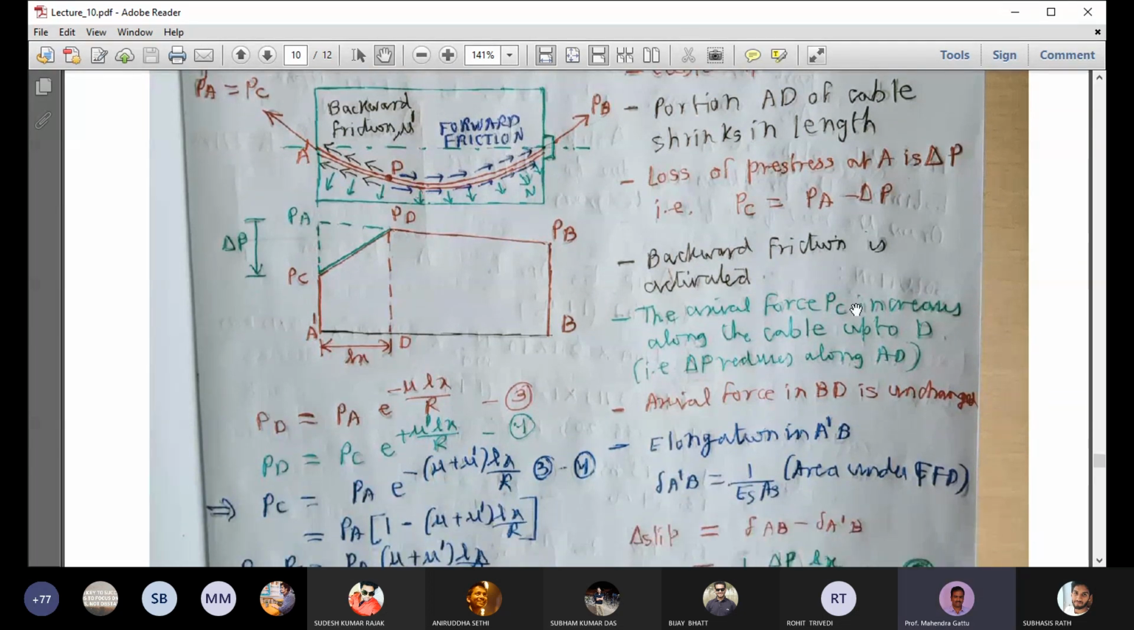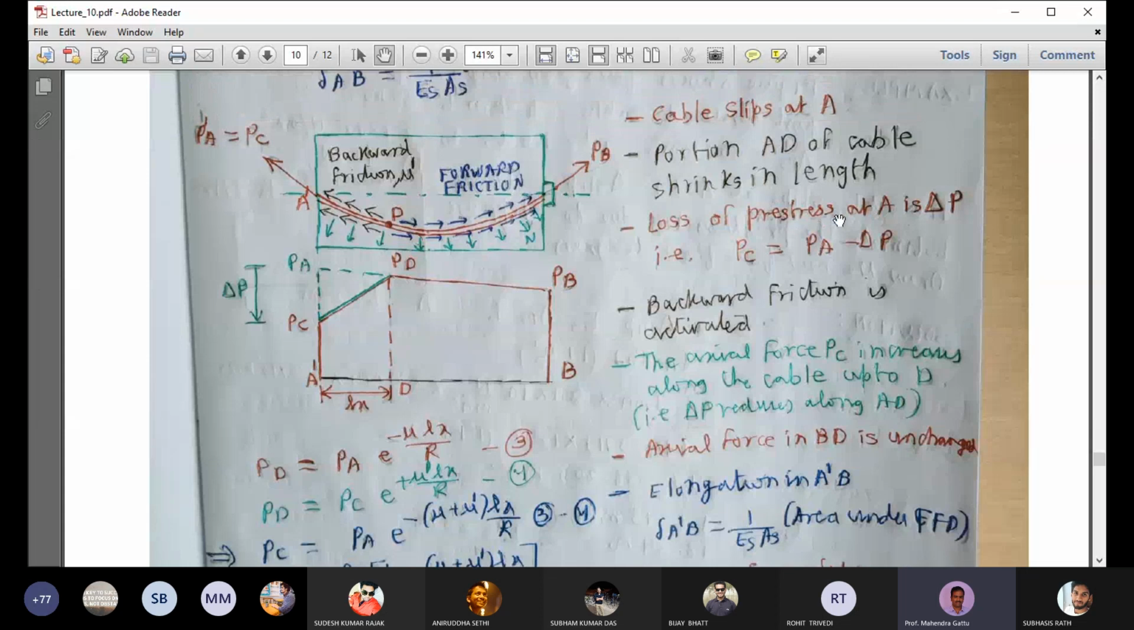The axial force PC. Loss of pre-stress at point A is delta P, and so the new pre-stress at this point A is P prime A. But just to clarify, I don't want to use the same subscript A and prime, so I just replace it with PC. Instead of P prime A, I'll keep using PC. So this is the new pre-stress in the cable at point A, and this PC is PA minus delta P, where delta P is the loss in pre-stress at A.